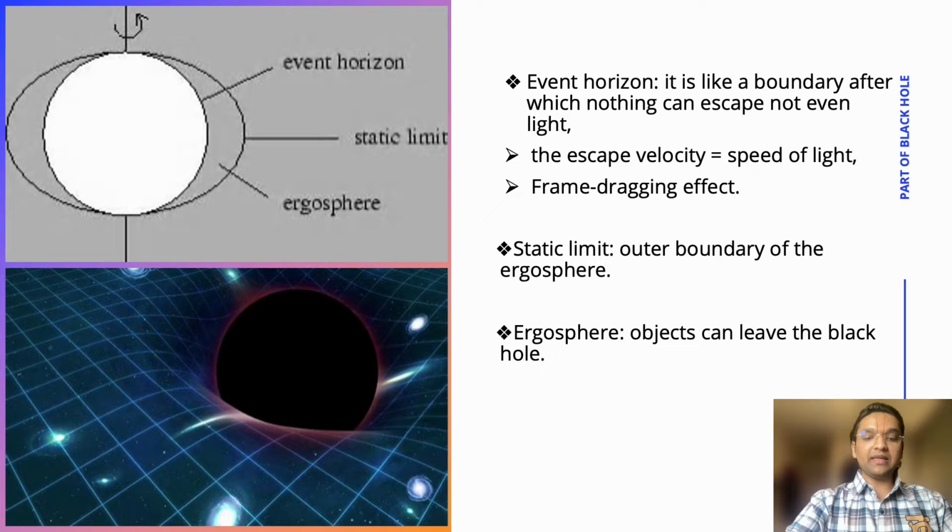The static limit is the outer boundary of the ergosphere. The ergosphere is the region wherein the spacetime continuum has been deformed by the black hole to such an extent that you can enter it or leave if you can travel fast enough. The ergosphere is a region just outside a black hole's event horizon, the boundary of a black hole beyond which nothing, not even light, can escape.